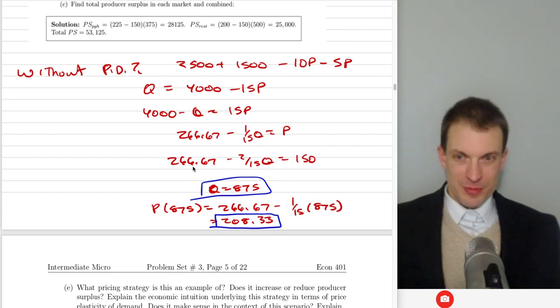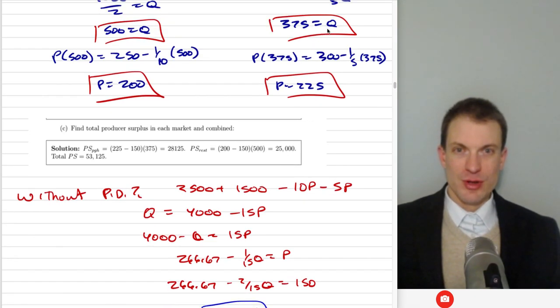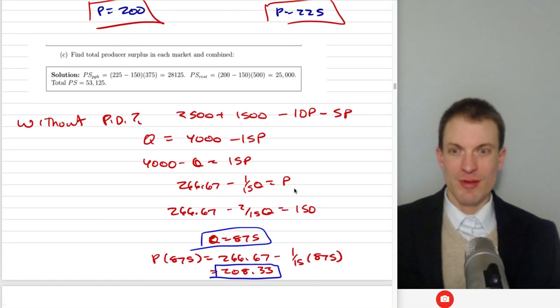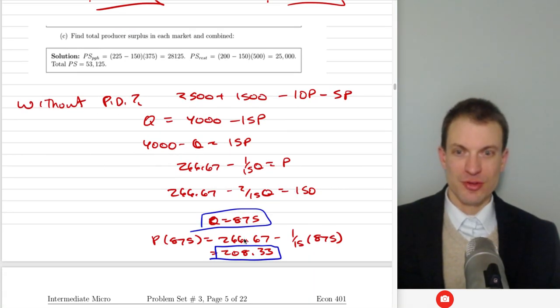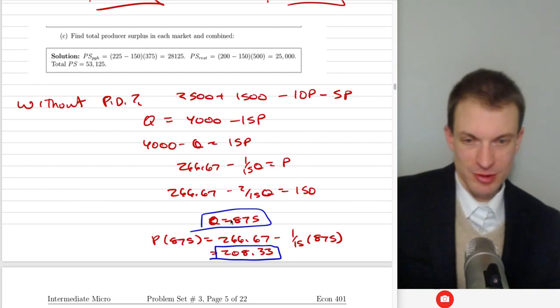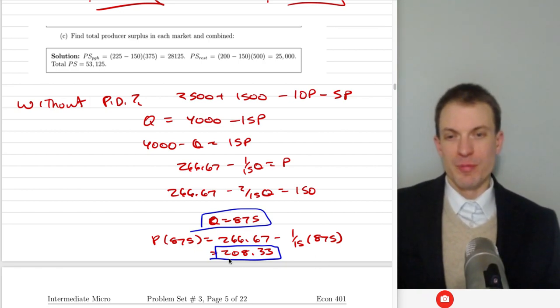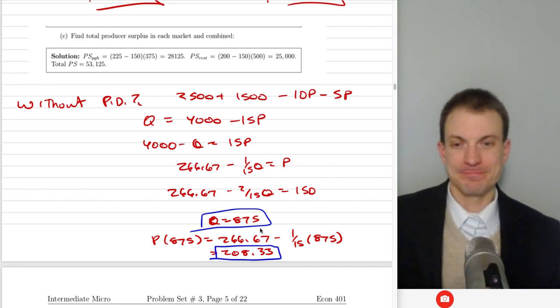Double the slope, same vertical intercept, and then we find a quantity of 875. But we knew that because we had a quantity of 500 in my Pittsburgh market and a quantity of 375. So my total quantity, if I'm not practicing third degree price discrimination, must be the same as the sum of the two segments when I do. The associated price is 208.33.